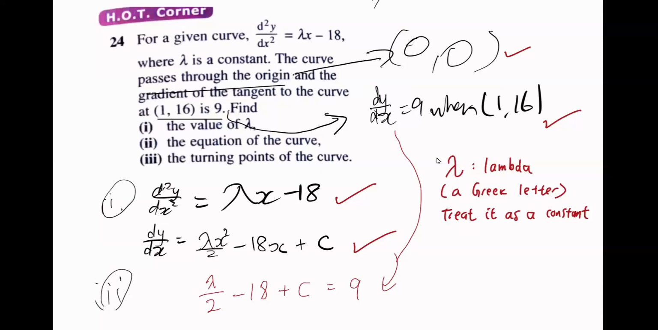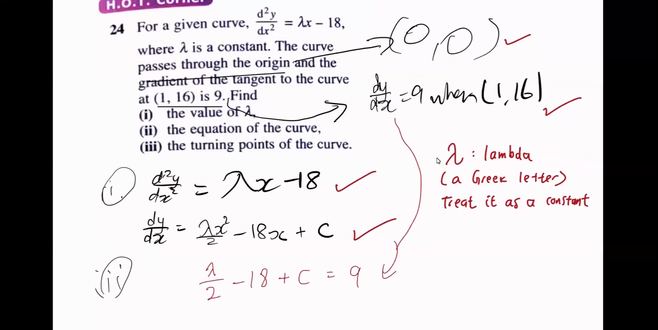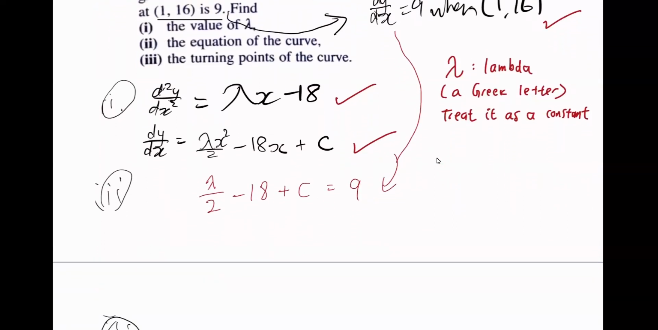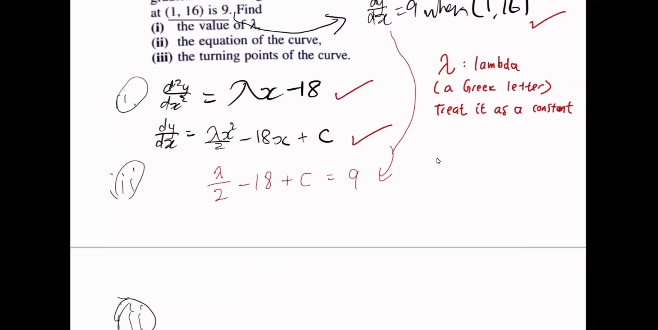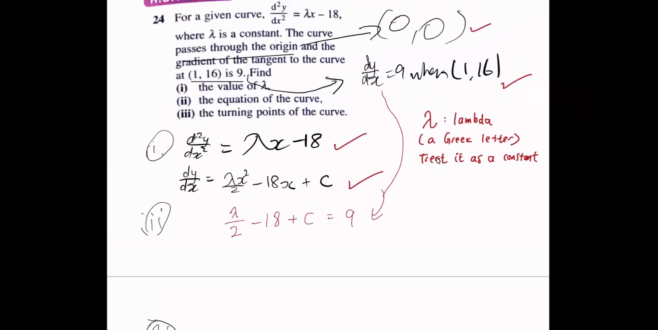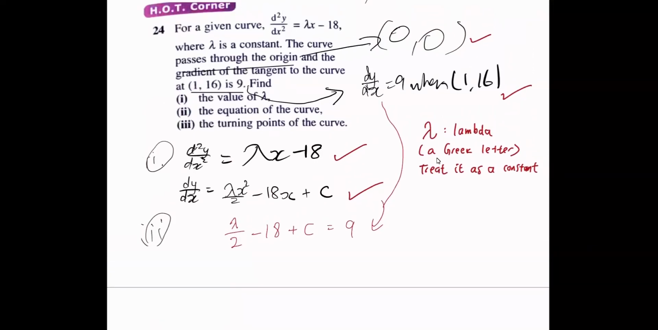Okay, maybe I move the screen up a bit. 27. No, part 1 needs to find the value of lambda first. Oh yeah, what am I doing? Then this doesn't help.